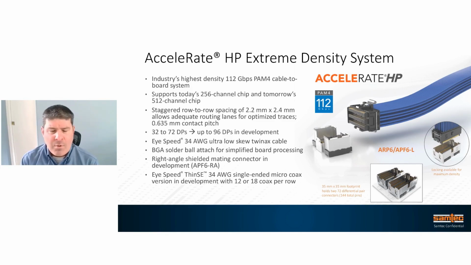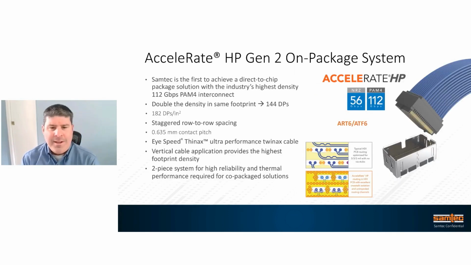To give you an example, looking at a 35 millimeter by 35 millimeter footprint, we can get two of our Accelerate HP connectors onto the PCB, allowing for 144 total differential pairs within that small area. In working with one of our key vendors, they've asked us to double the density.